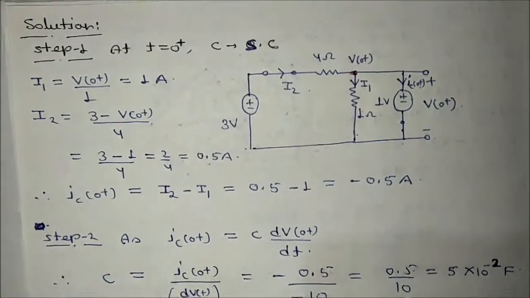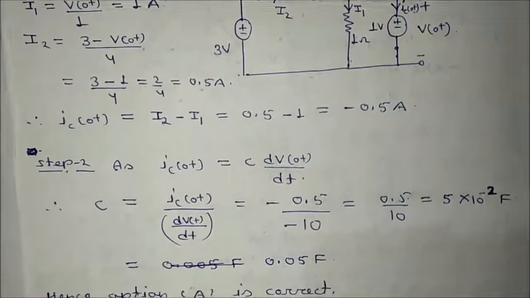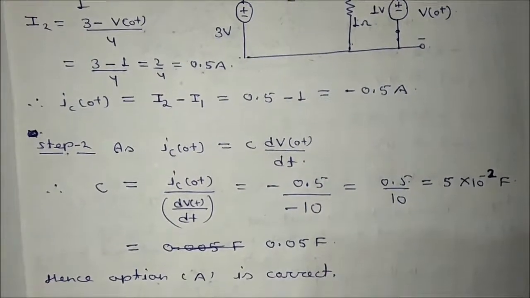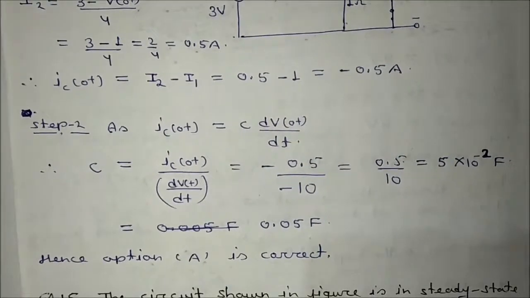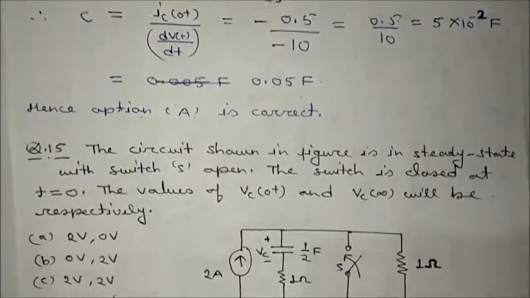Is it okay? Now, as we know, IC 0 plus is equal to C dV at 0 plus divided by dt, and dV by dt is already given to us. So the C value you will get is 5 into 10 to the power minus 2 microfarad, or 0.005 farad. Is it okay? So, moving to the next problem.